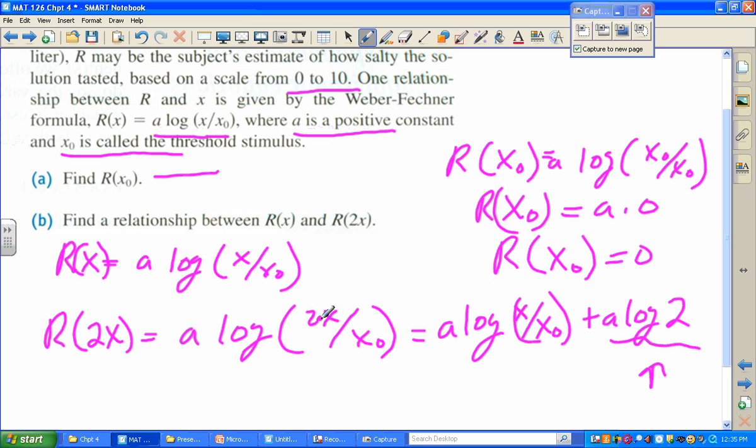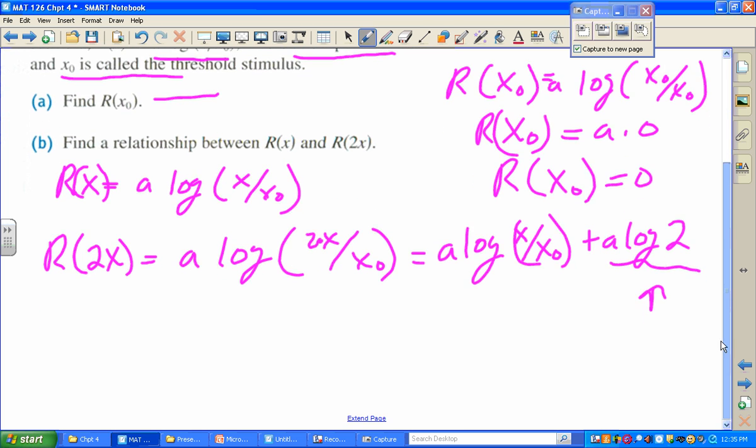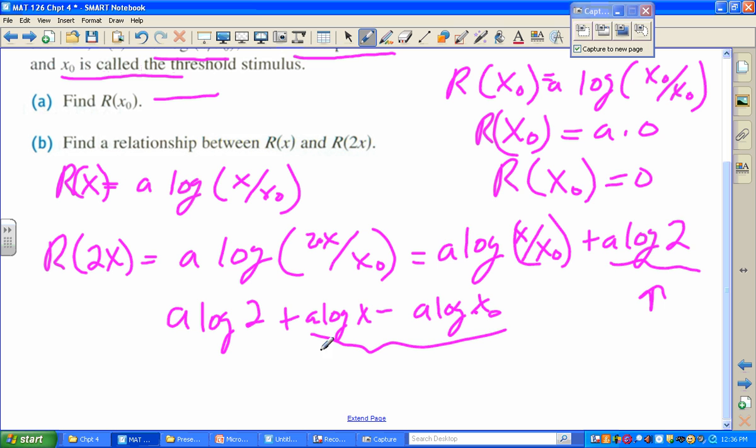Well, this is a product, isn't it? So if I multiply expressions, I can add logarithms. Okay? I just didn't break it all apart. I could have written A log of 2 plus A log of X minus A log of X sub 0. But I wanted to leave these together. Okay? So that'd be a vertical shift of A log 2. That's how they're related. Okay? That's a good question.